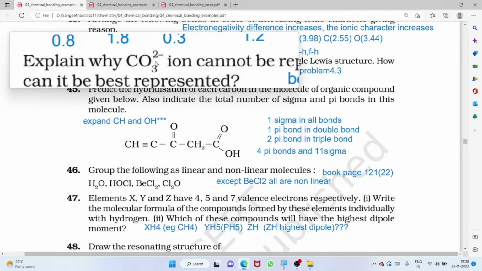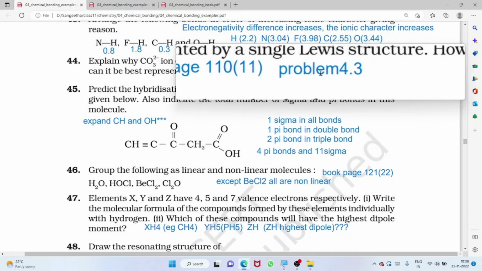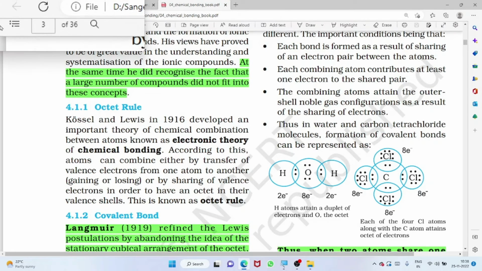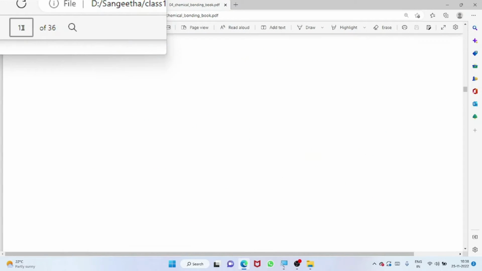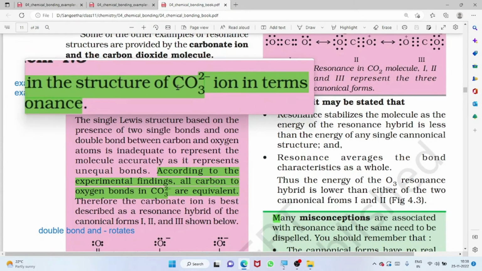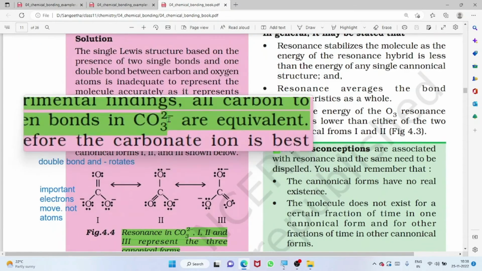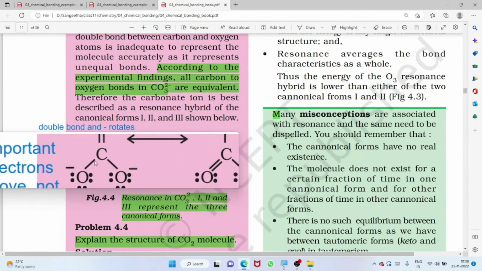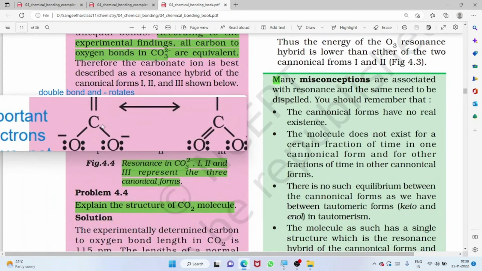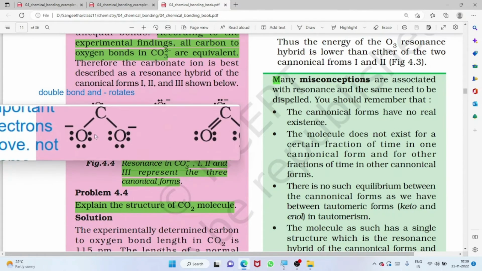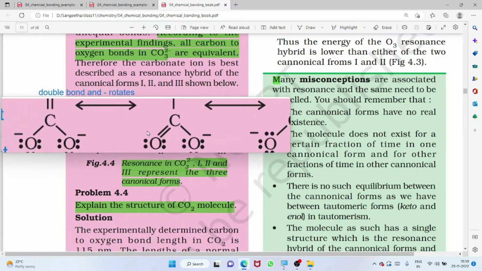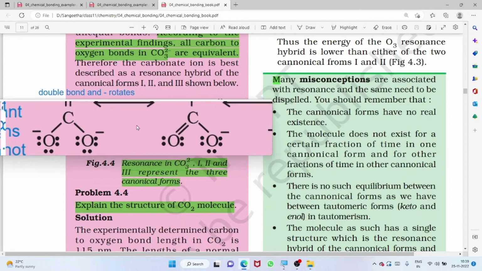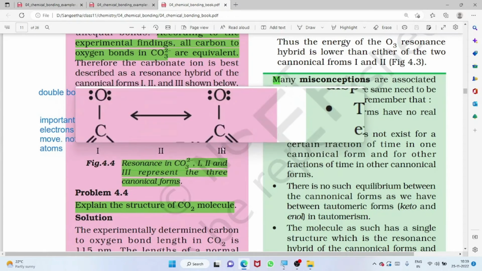Explain why CO3 2- ion cannot be represented by a single Lewis structure. One structure is not enough because, according to the experiment, all bonds are equal. So there have to be three resonance structures like this. Remember the placement of the atoms will not change, only the bond will be rotating. Here double bond, here double bond, and here double bond. Then see the charge on the atoms. Wherever a single bond is there, you have to put the negative charge.